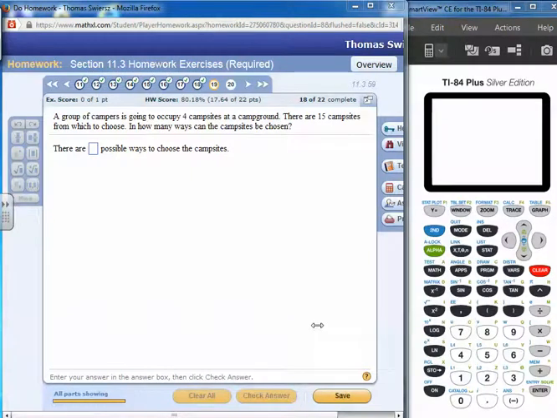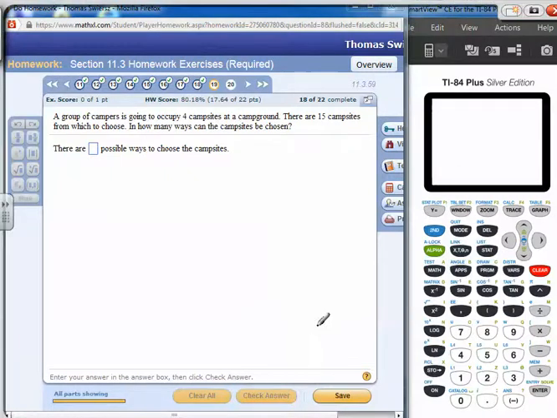Let's solve homework exercise number 19 from section 11.3. It states a group of campers is going to occupy 4 campsites at the campground. There are a total of 15 campsites from which to choose. How many ways can the campsites be chosen?